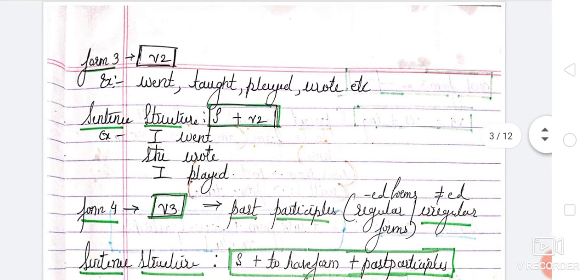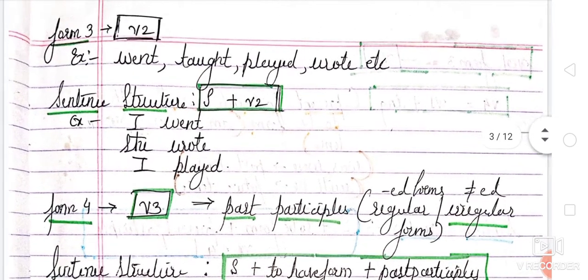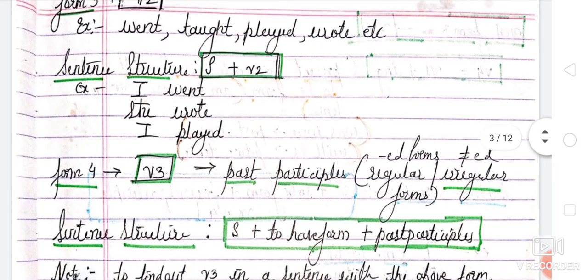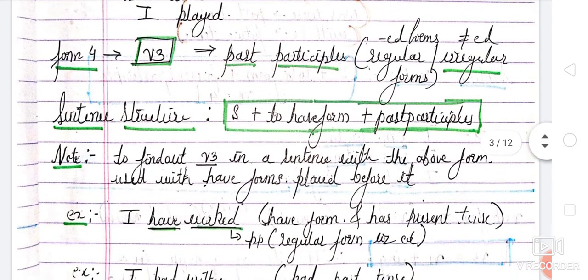Now what is the second form? Second form is what? Went, thought, played, wrote. Which form is it? It is the past form of verb, isn't it? So what is the sentence structure here? The sentence structure will be: I went, she wrote, I played. Okay, so similarly we have the past participle.